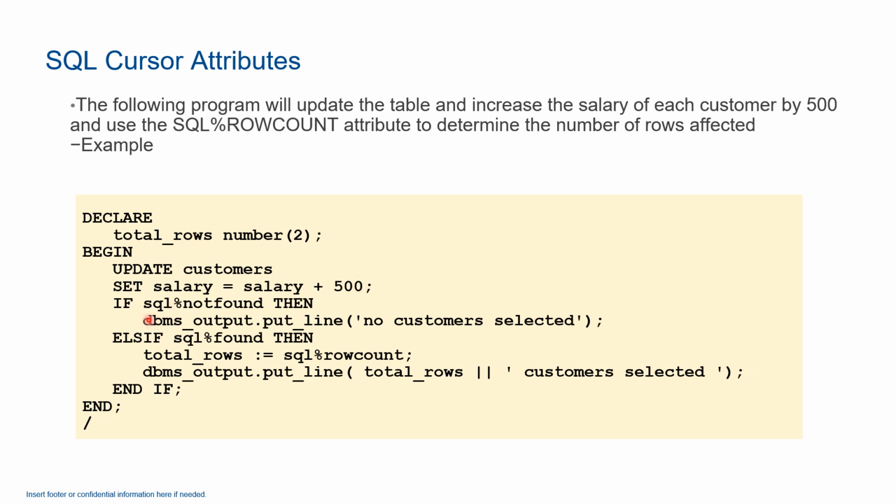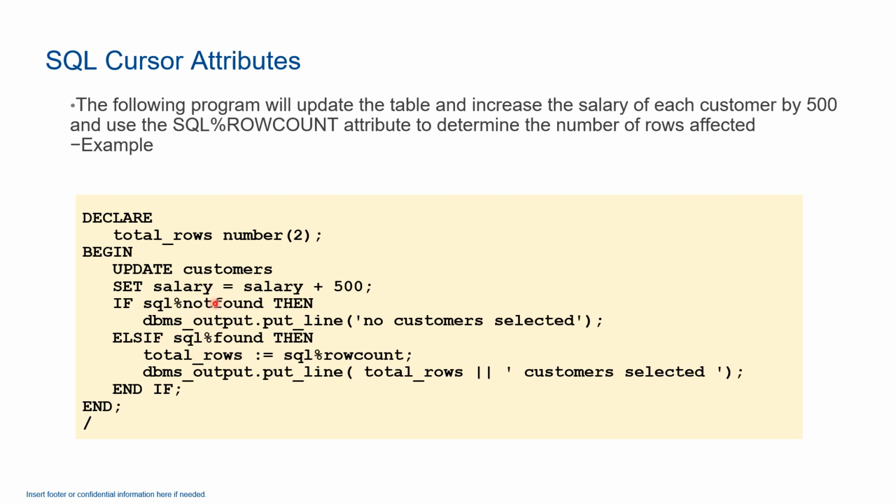Now you can see the cursor attributes. If SQL%NOTFOUND, then we are writing 'no customers selected'. Suppose there are no customers in the table, no rows. Then this will work, because it will not return any value. Else, if there are rows, then SQL%FOUND: we have found some rows to update.